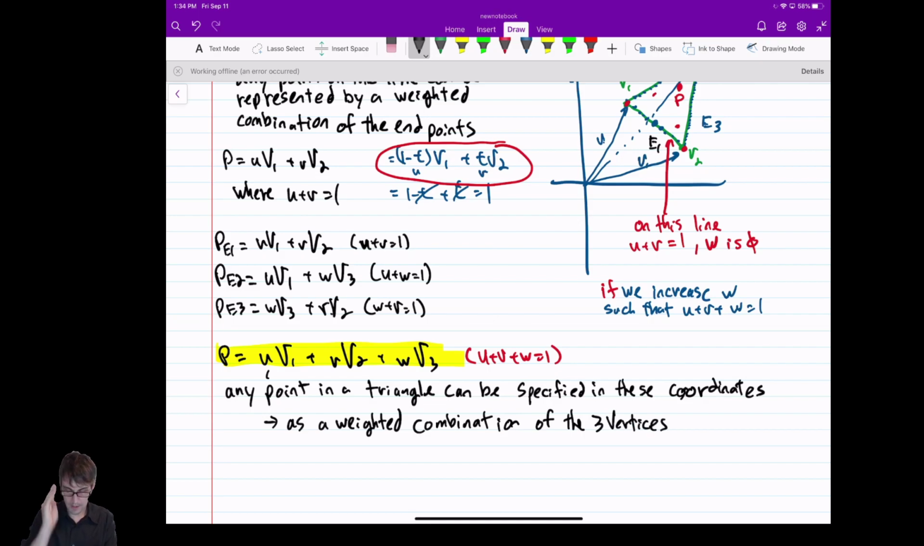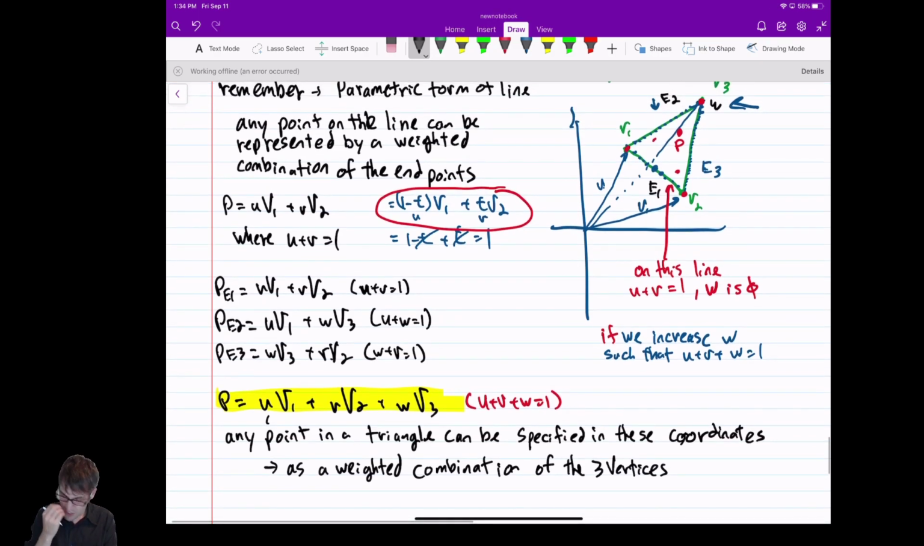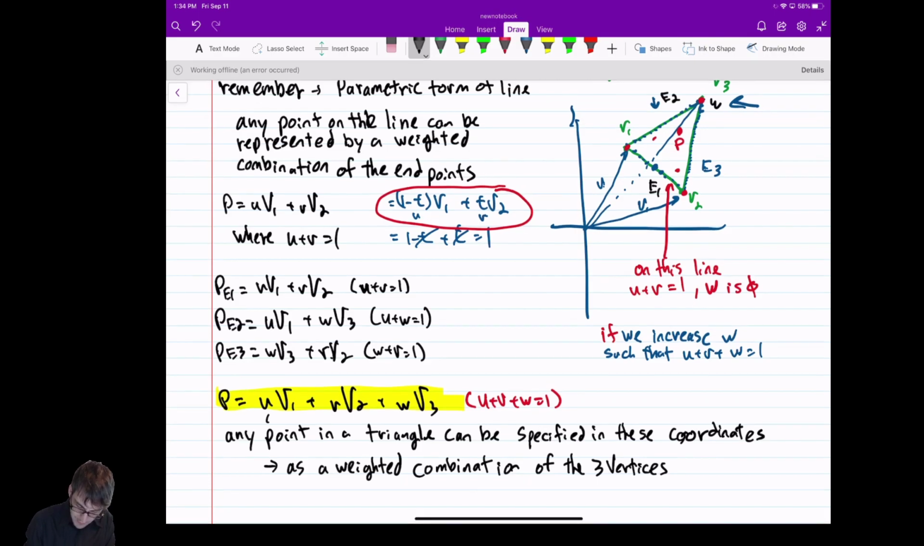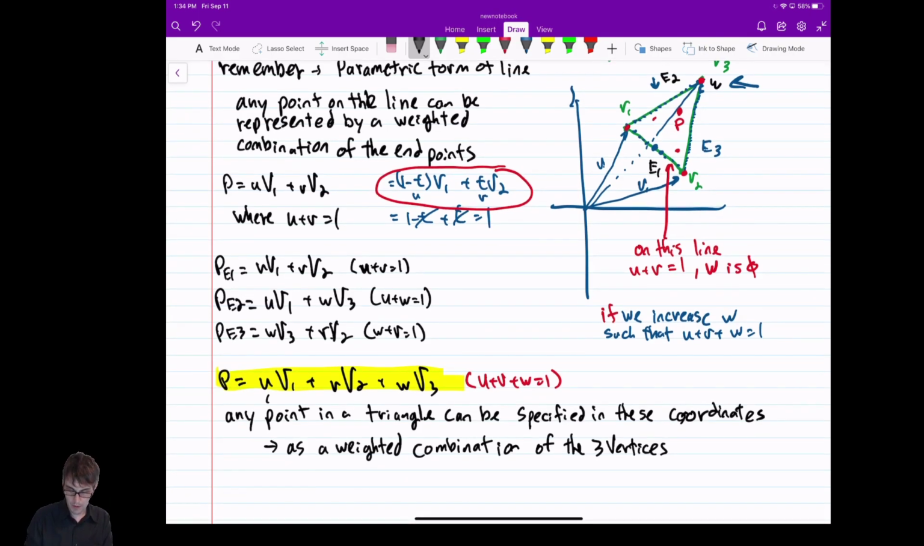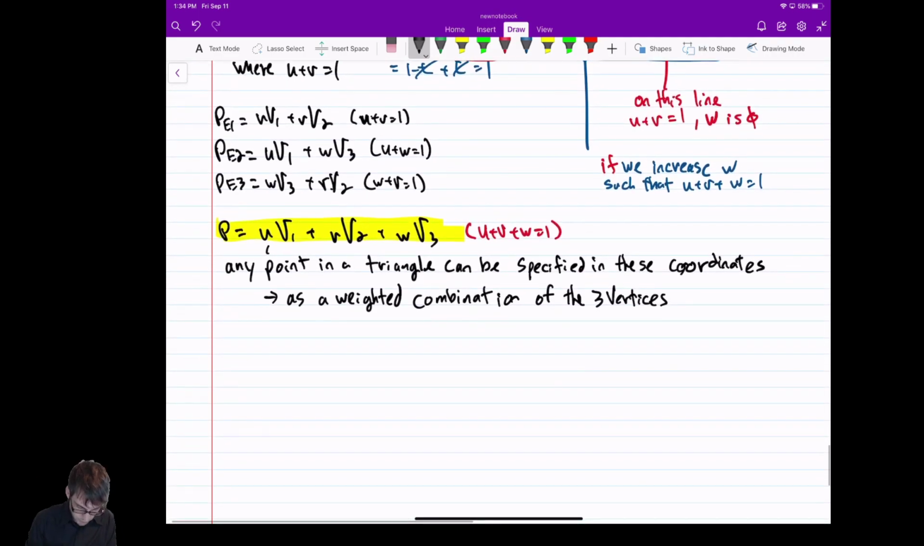Right? I take a little bit of V1, V2, and V3, and if we just stop and think about this, this makes a lot of sense, right? Because if U is at 1, then I'm at V1, so W and V are 0. If V is 1, I'm over at V2. If W is 1, I'm up at V3 and the other ones. As I decrease W and increase the other 2, I can move towards them, okay? So these are barycentric coordinates. A weighted combination of the 3 vertices, yes.